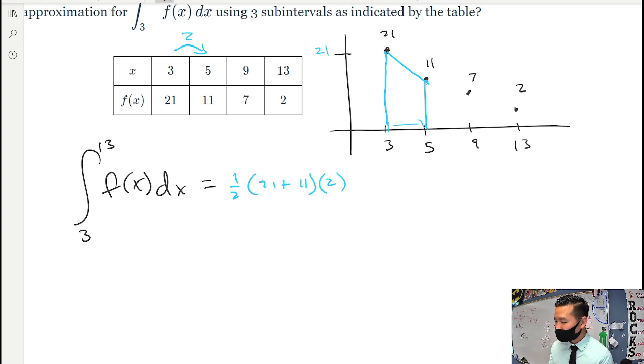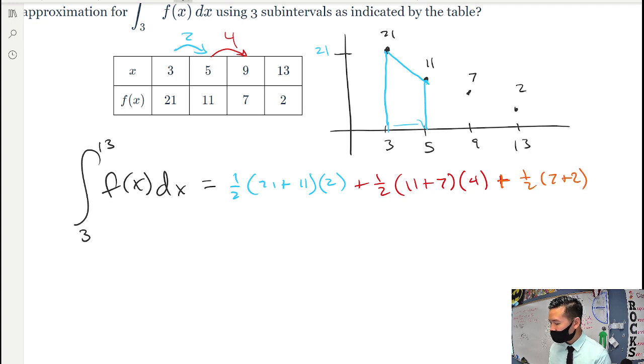So this next one would be plus 1/2 times 11 plus 7, times this gap from 5 to 9, which is just 4, plus the last one, which is going to be 1/2 times 7 plus 2, times that gap. What's the gap from 9 to 13? 4, right? So that's the setup right there.